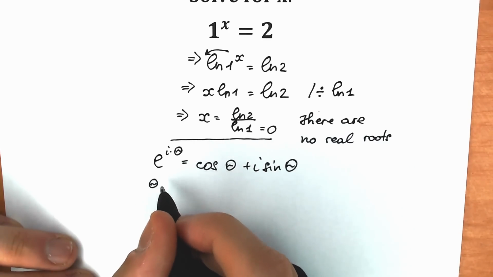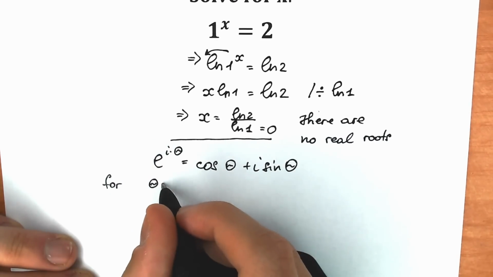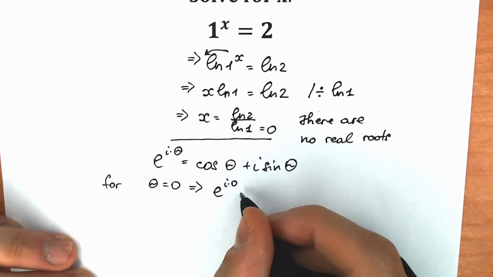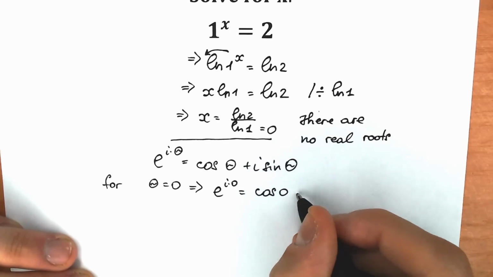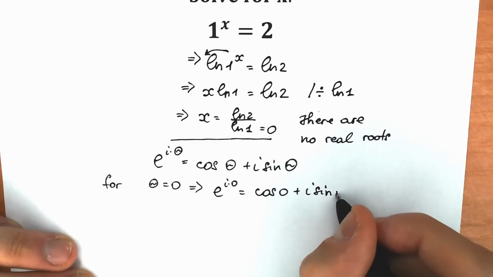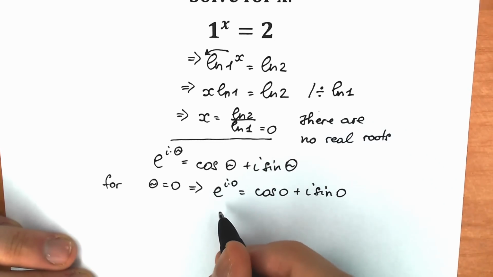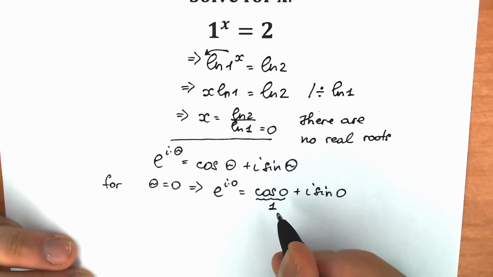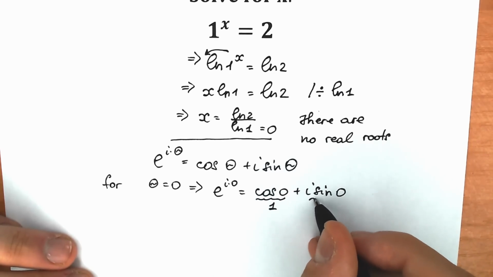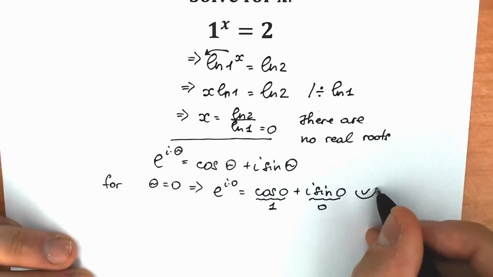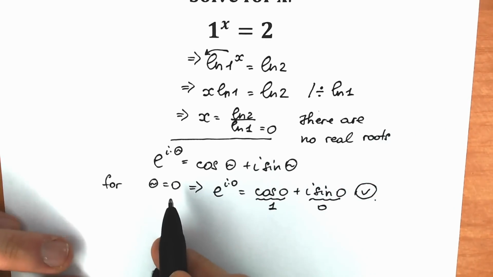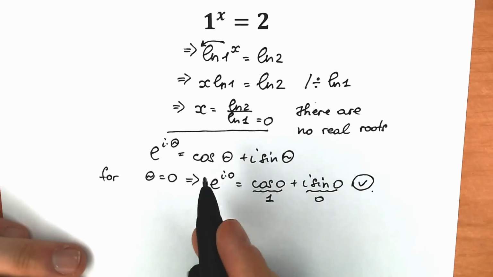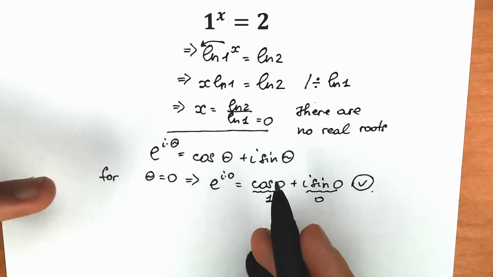So for example, theta equal to 0. What will we have as a result? We will have e to the power i times 0 equal to cosine 0 plus i sine 0. Right here, what do we have? e to the power 0 equal to 1 on the left side, and on the right side we have cosine 0 equal to 1 and plus i sine 0 equal to 0. So as you can see, this identity works perfectly. We don't need this special case, but I just want to show you that this identity is correct. This is Euler's identity. Of course, this is correct.